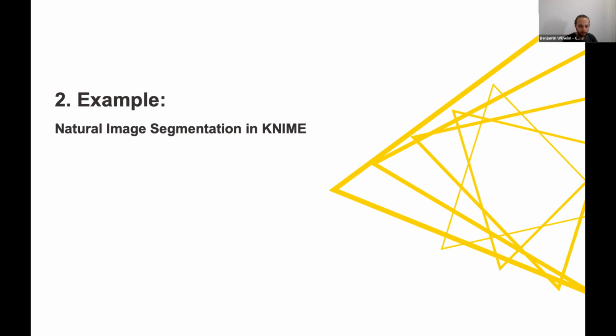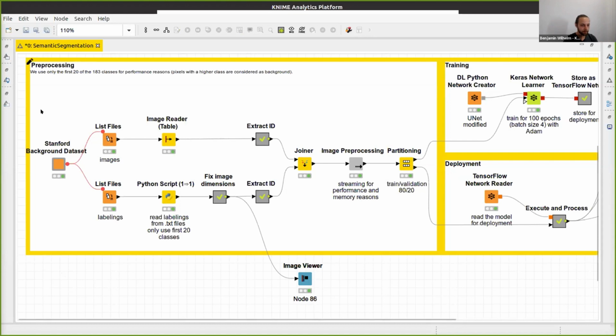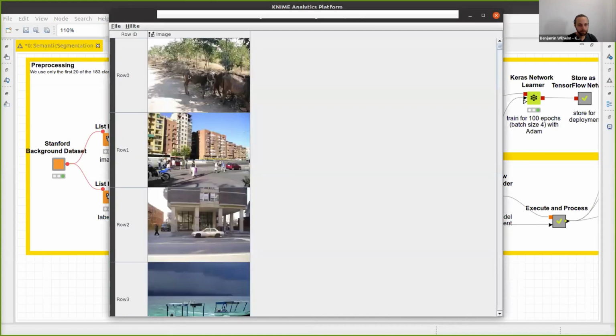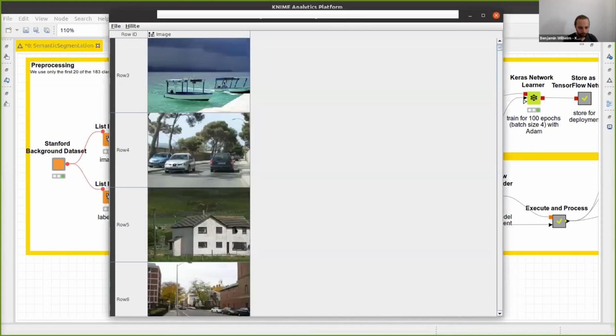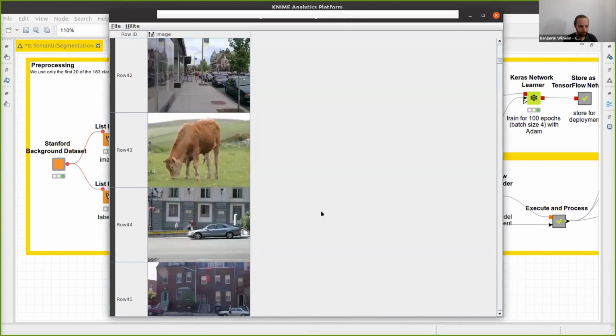So here I have a workflow prepared. You can find this workflow, as every workflow, on the Hub with the link in the chat. Okay, and for this workflow, we do natural image segmentation. So we use the Stanford Background dataset. And this node just downloads it, and then we read it with the Image Reader. And the images look like this. So it's just random natural images.